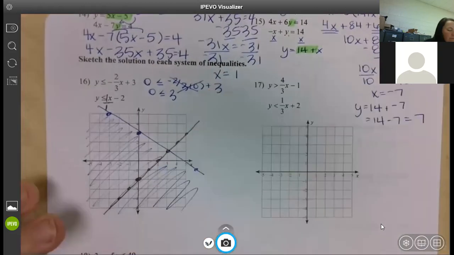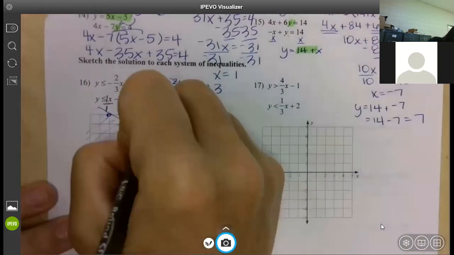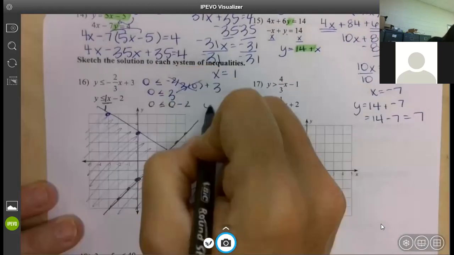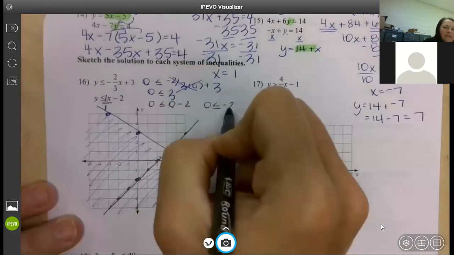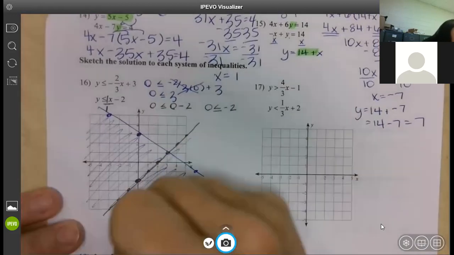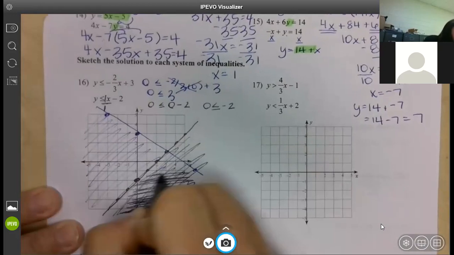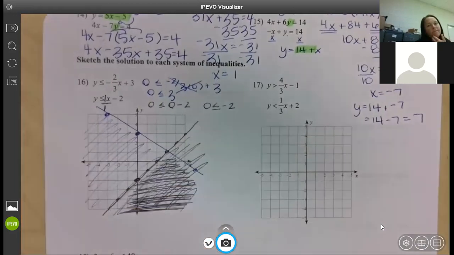And then we plug in 0, 0 because it didn't go through. So 0 is less than or equal to 0 minus 2. Is 0 less than or equal to negative 2? That is false. So we shade the opposite side. And where they both overlap is actually where our answer is.